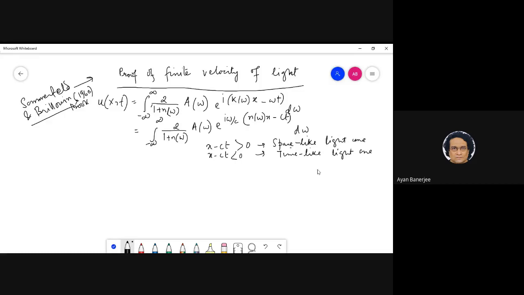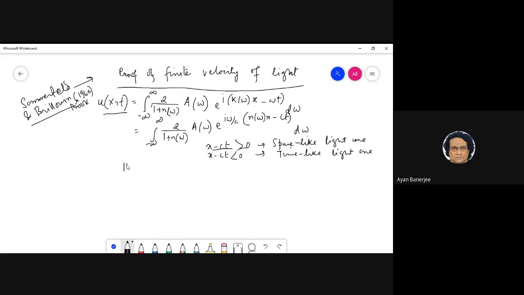Anyway, basically what this means is that if you consider x minus ct greater than 0, that is a space-like light cone, and we first considered whether this is being allowed. If my u of x,t is finite in this kind of a regime, then that signal propagation can happen faster than c.